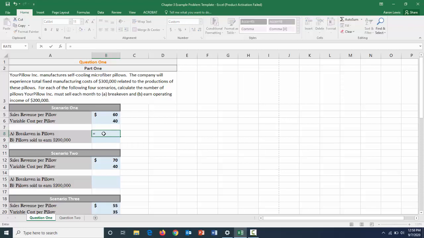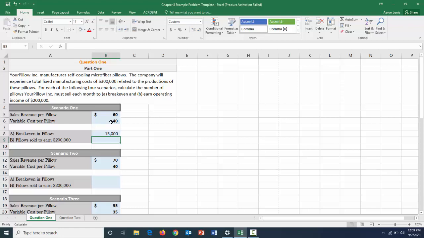So for break-even in pillows, we know from our information that our fixed costs is $300,000. We've got to divide that by our contribution margin. Well, what is contribution margin? It is sales revenue minus the variable cost to produce each unit. In our case, $20. That's our profit margin on each pillow that we sell. So if we take 300,000 and divide it by that 20, we're going to have to sell 15,000 pillows at this given revenue point and variable cost point in order to break even.